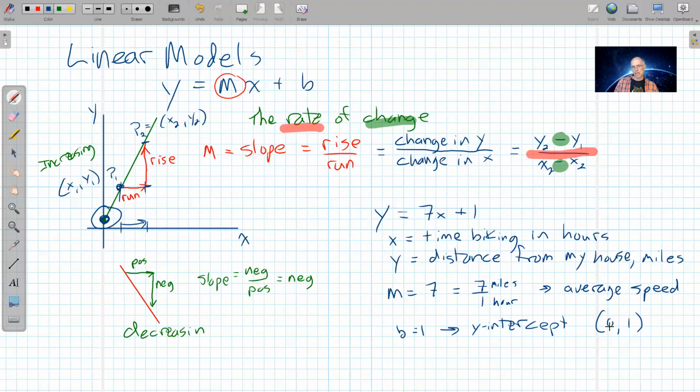In this case, x is 0, so that would be 0 hours, and y is 1, so that'd be 1 mile. So that 0 means when I start, I'm 1 mile from my house. That would be the interpretation of that y-intercept. Sometimes y-intercepts have a reasonable interpretation, and later we'll see sometimes they don't. It just depends on the situation. Starting 1 mile from my house.